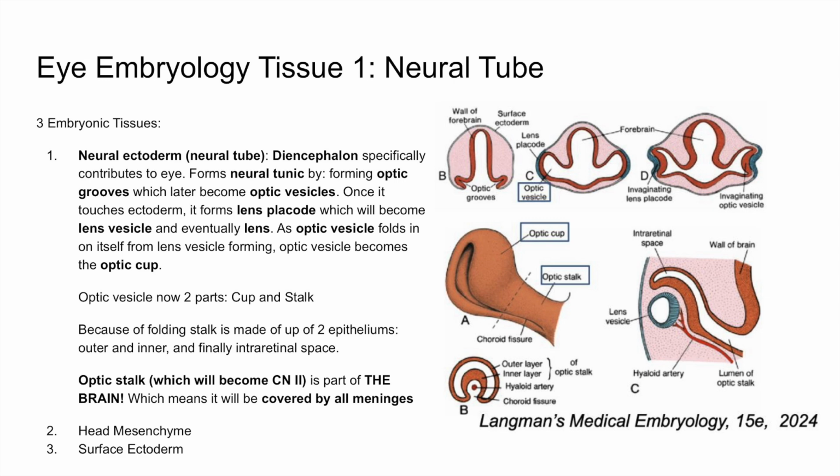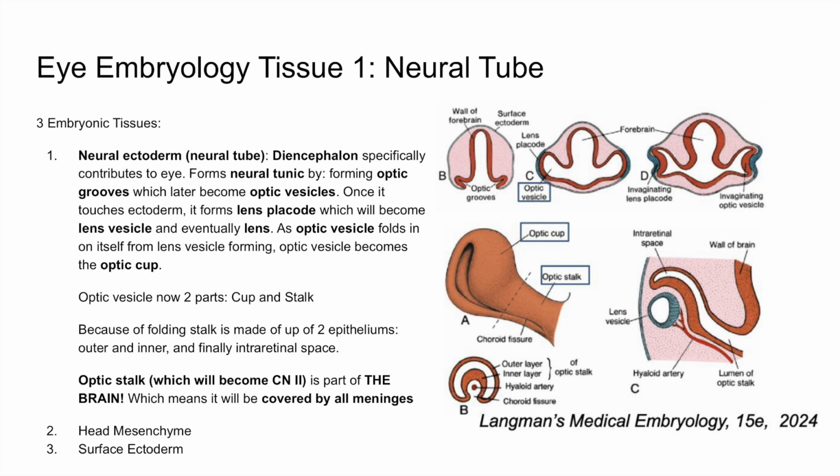So right away, you should be thinking of the eyes as an extension of your brain rather than a separate structure. So early on, the neural tube forms what are called optic grooves, which invaginate outward to become the optic vesicles. These optic vesicles grow laterally until they contact that surface ectoderm, and that contact is critical because it induces the surface ectoderm to thicken and form the lens placode. This is a classic example of inductive signaling in embryology.